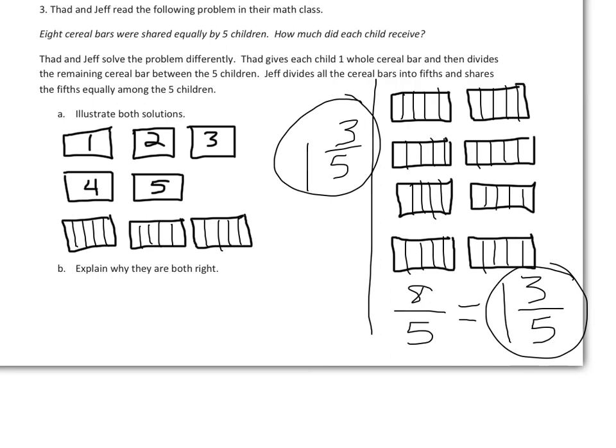Part B says, explain why they are both right. Thad and Jeff are both correct because the students end up with 1 3/5 of a cereal bar. Simply put, they each went about a different direction in solving the problem. This concludes Module 4, Lesson 2, Interpret a Fraction as Division. If you have any questions for me, please bring them into our next class.